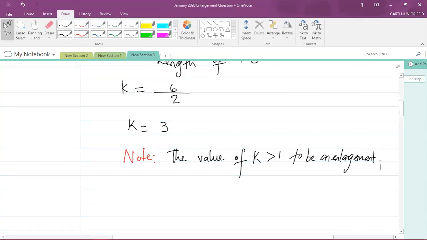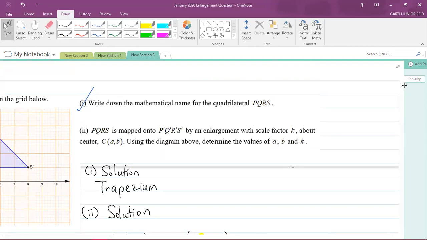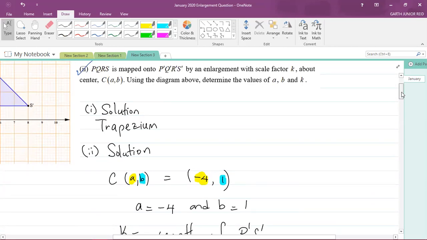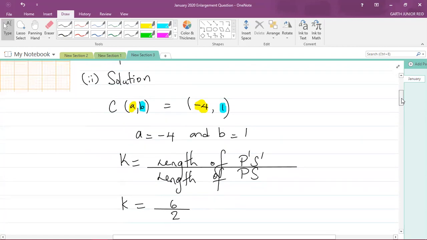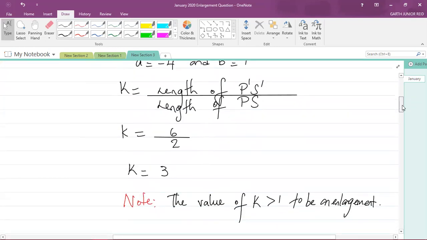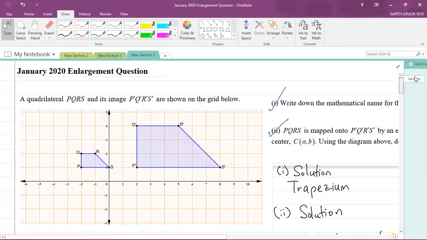Good. And that is my solution to this past paper question. So the name of the quadrilateral, PQRS, is a trapezium. And part 2 now says, determine the center of enlargement and the scale factor. The center of enlargement was negative 4, 1, where A is equal to negative 4 and B is equal to 1. And we have just calculated the scale factor K to be positive 3. So that is the end of the solution for this past paper question from the January 2020 examination.